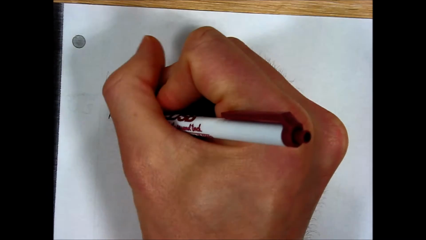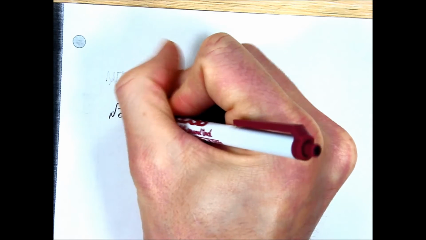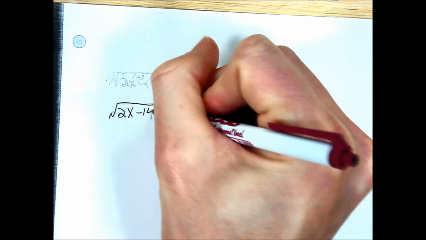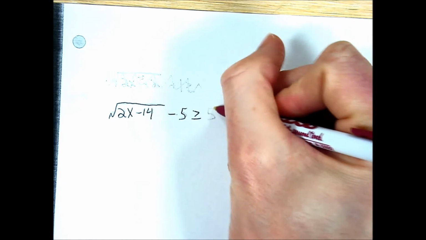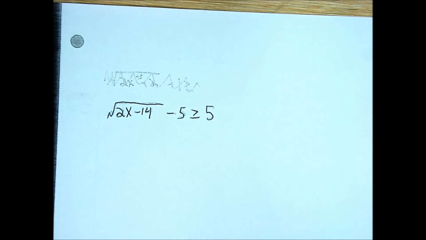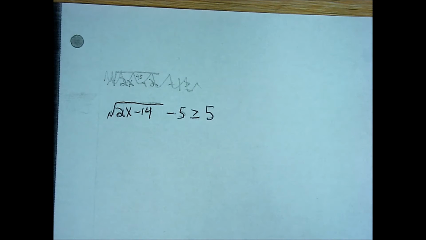Let's have you try a problem. Okay, let's go with the square root of 2x minus 14, minus 5, greater than or equal to 5. Go ahead and hit pause, and then I will go over the answers with you here in a second.